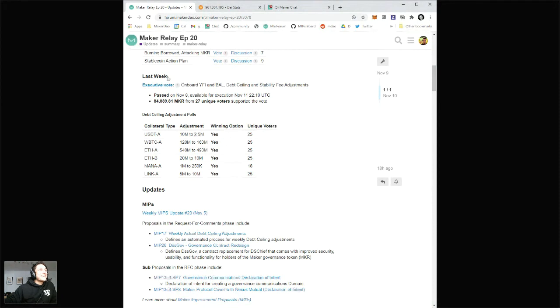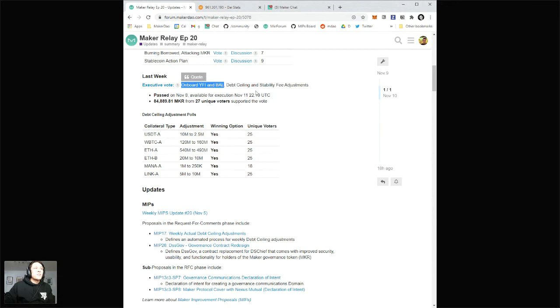It's terrible. All right, so that's the votes for this week. Here are some of the votes from last week. We had an executive vote that passed on November 8th, and it's actually going to be executed tomorrow on November 11th. And we're going to be having 2 new vault types: YFI-A and BAL-A. These have been a long time in the making, and it's exciting to see 2 of DeFi's pretty much top collaterals or assets be accepted as collateral into Maker.